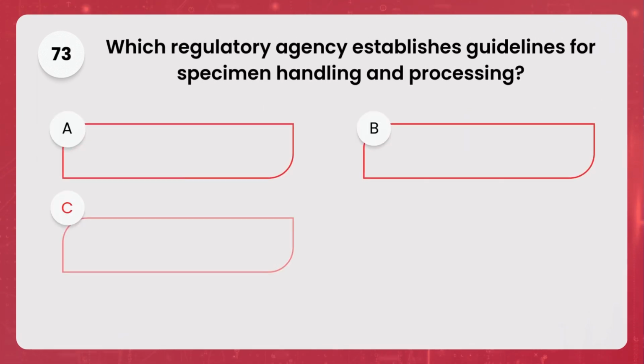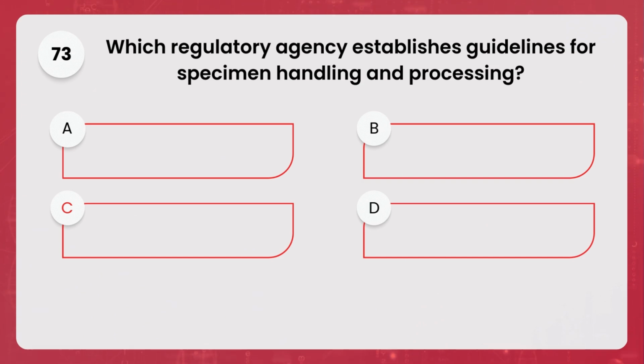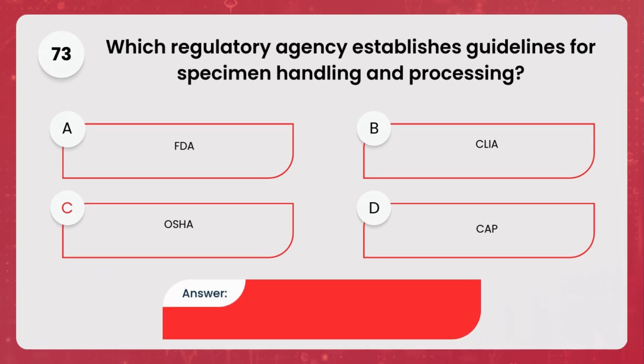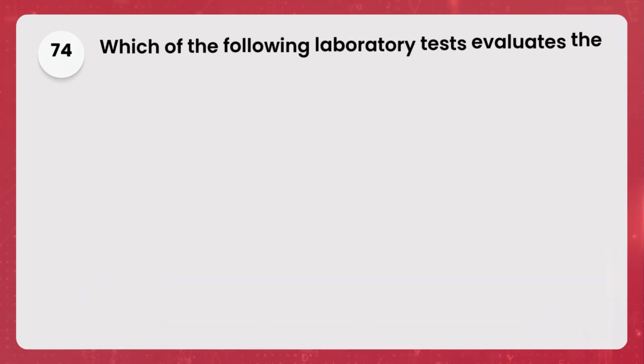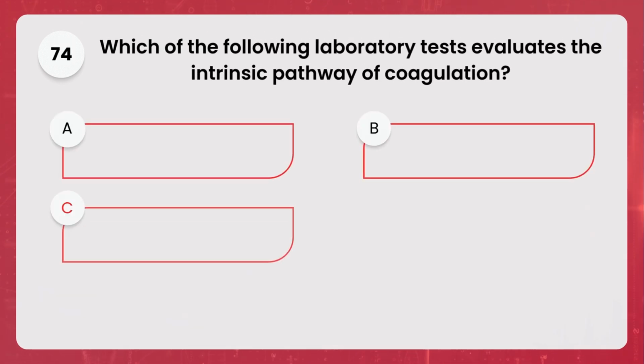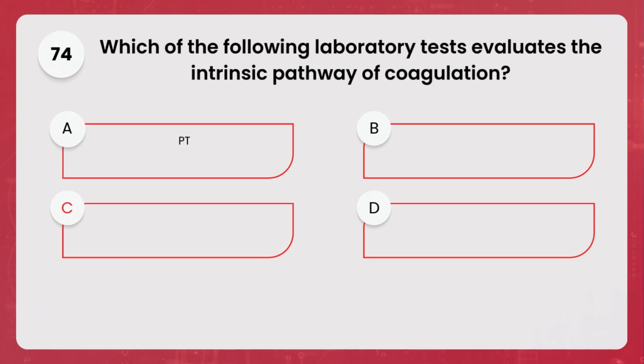Number 73. Which regulatory agency establishes guidelines for specimen handling and processing? A. FDA, B. CLIA, C. OSHA, or D. CAP? The answer is B. CLIA.